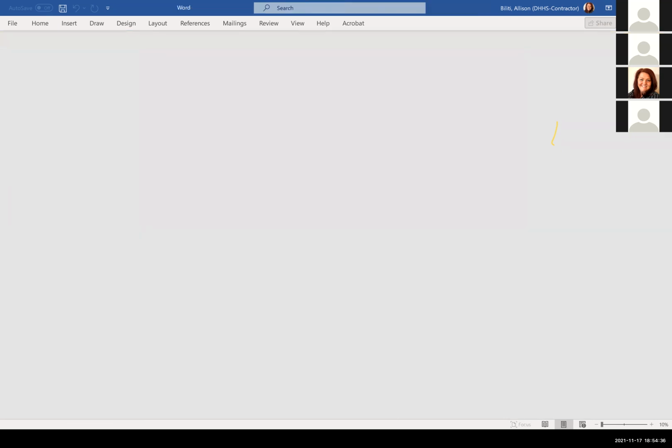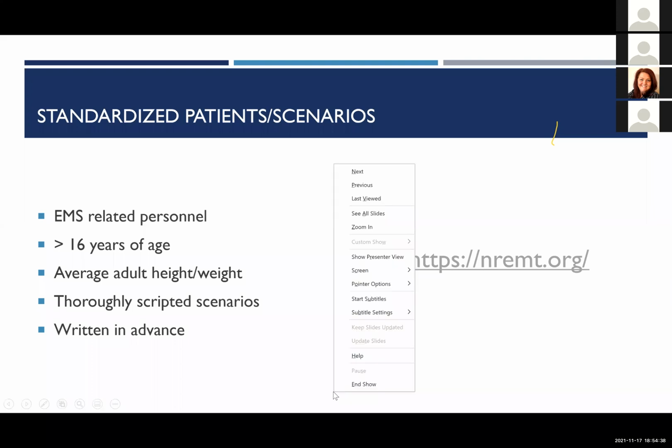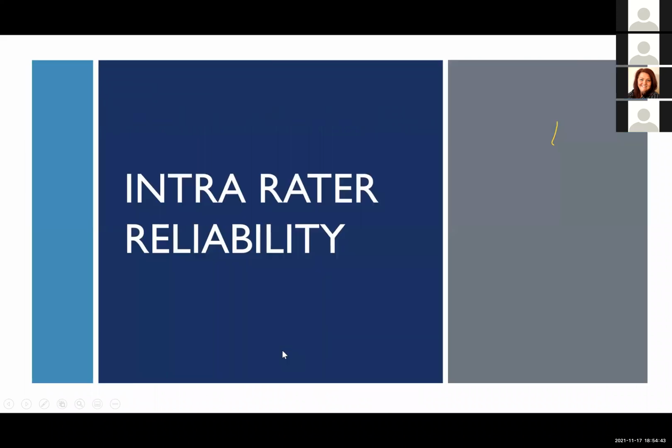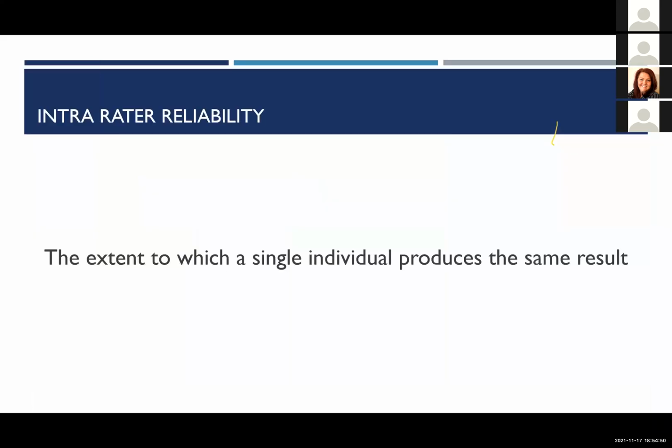I want to take us back here, and just a couple more slides I want to talk about. So this is intra-rater reliability. Intra-rater, internal, is the extent to which a single individual produces the same result or consistency in scoring given by the same person across multiple instances. So one person who evaluates the same every single time.